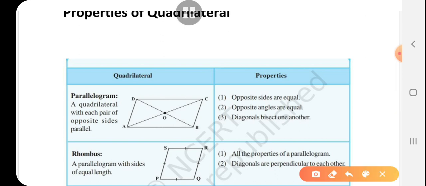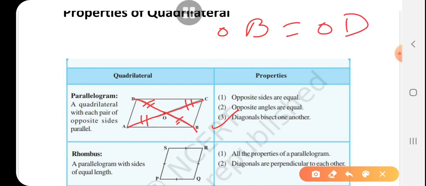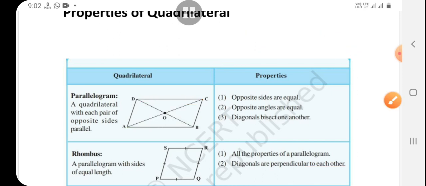Third one is diagonals bisect one another. It means AC is one diagonal and BD is another diagonal. Both diagonals bisect each other. It means OD is equal to OB and OA is equal to OC. You can write it as OB is equal to OD and similarly OA is equal to OC. These are the properties of a parallelogram.